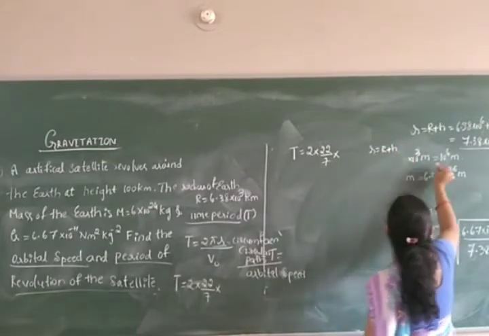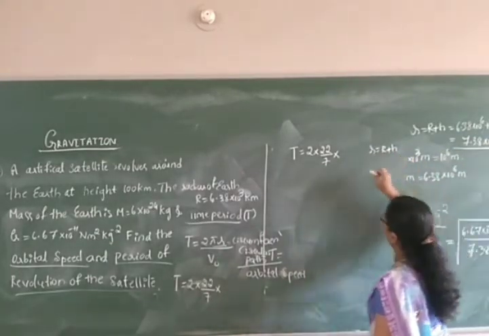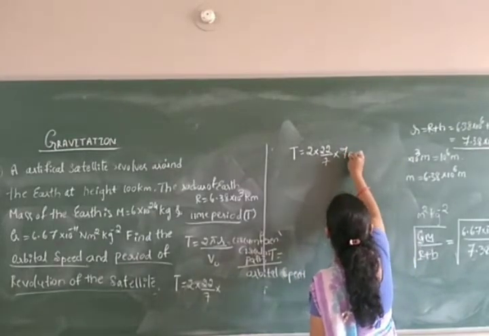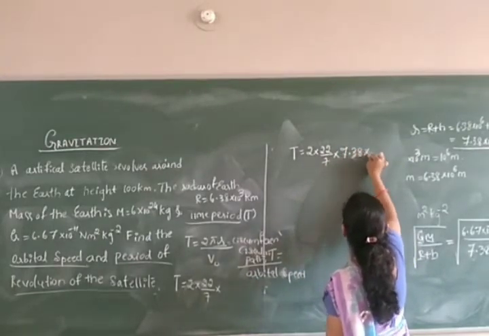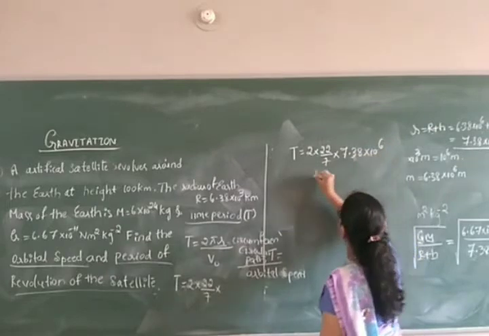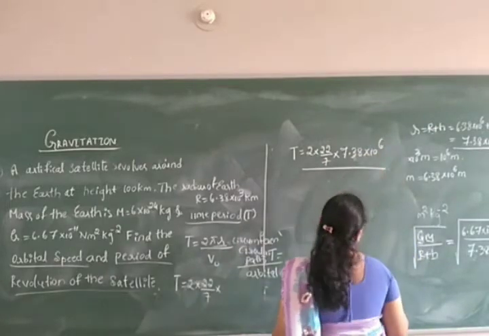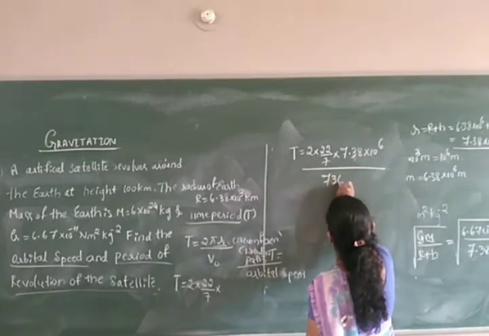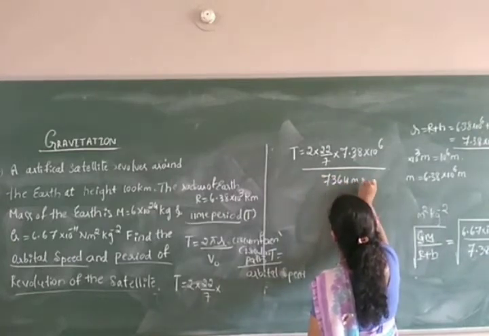So what value do we have to enter here? Directly I will enter 7.38 into 10 to the power 6 divided by the V naught value. What have we got for the V naught value? 7364 meter per second here.